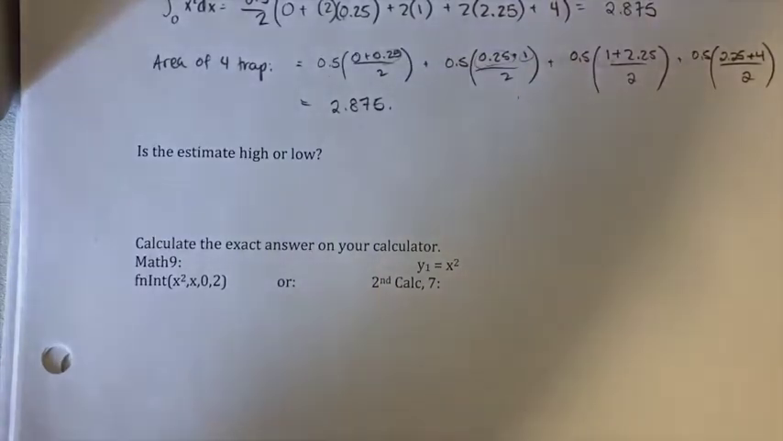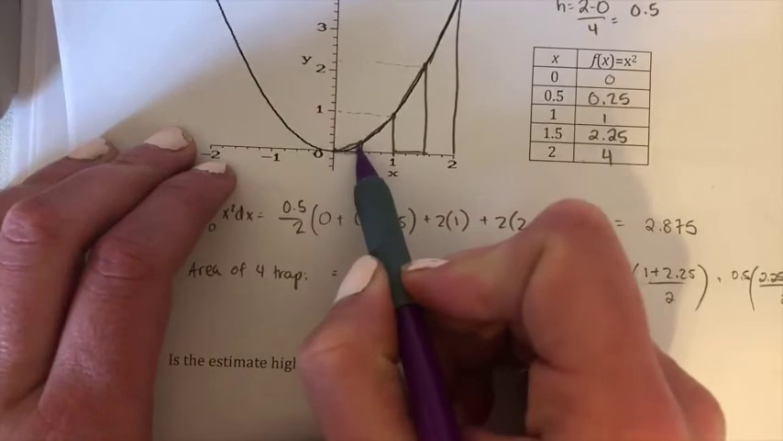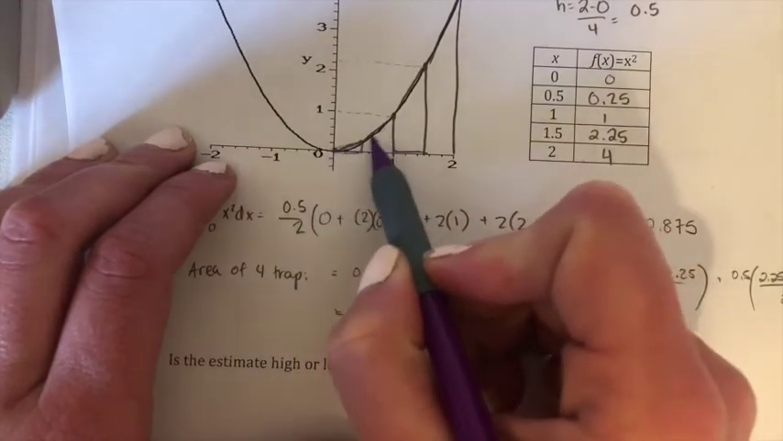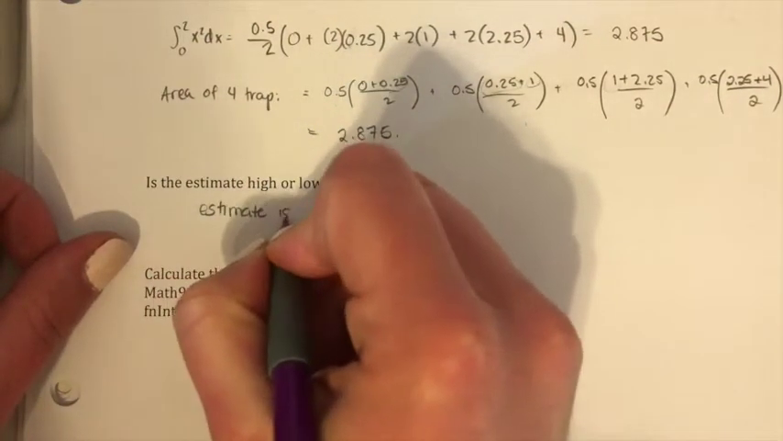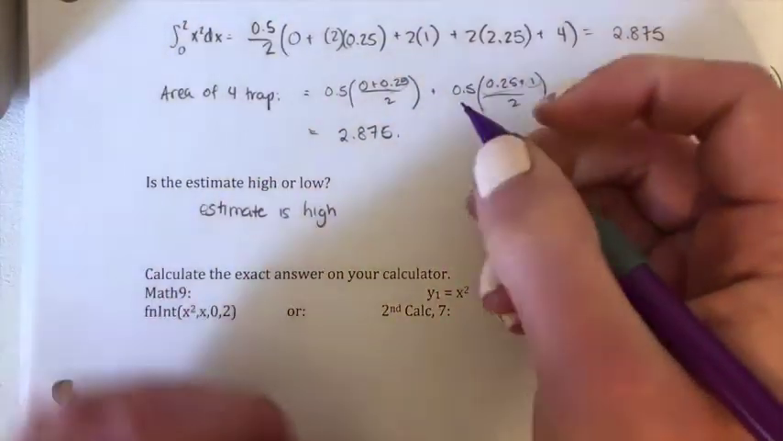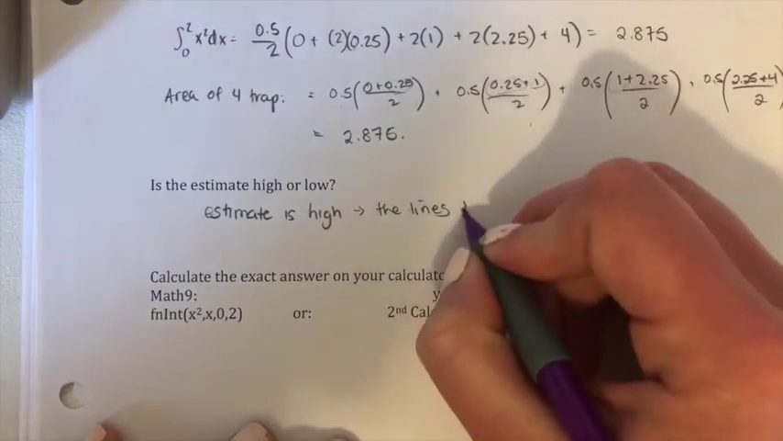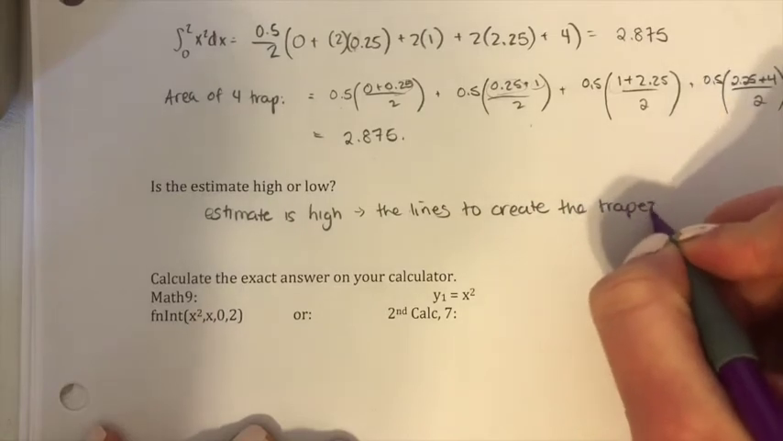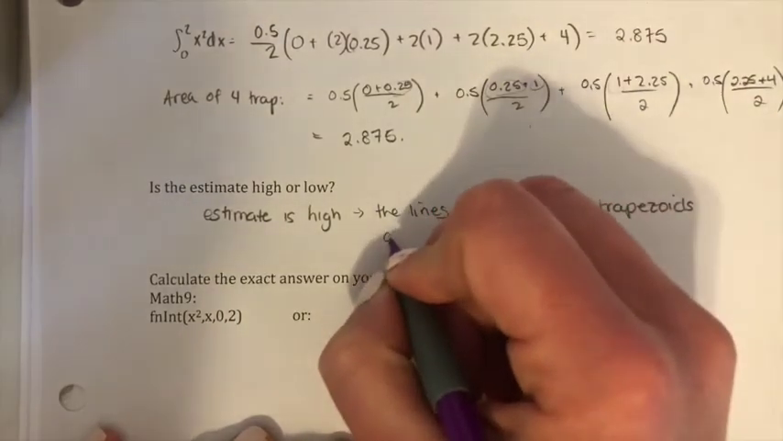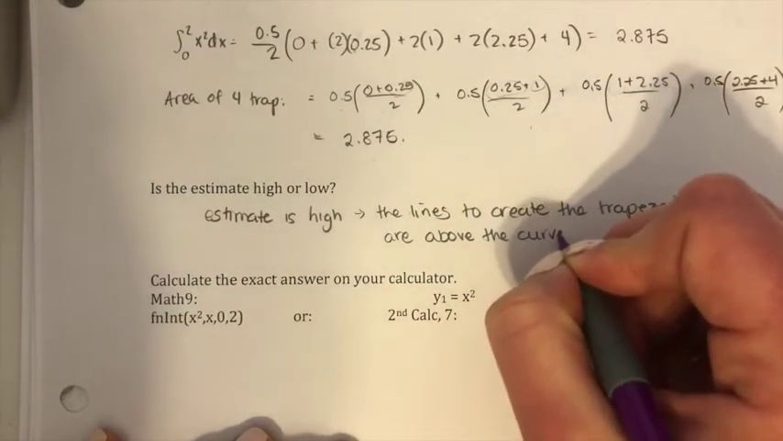Is the estimate high or low in this case? If we look at the graph, notice how the line of the trapezoid is lying above that line. Okay, it's harder to tell up here, but down here it's very obvious. So the estimate is high because the lines to create the trapezoids are above the curve.